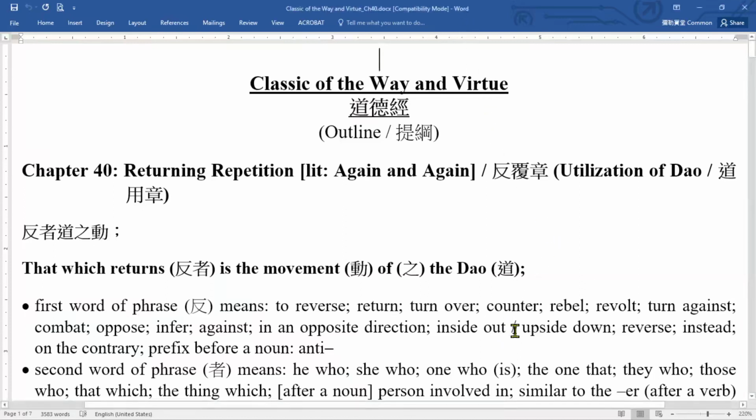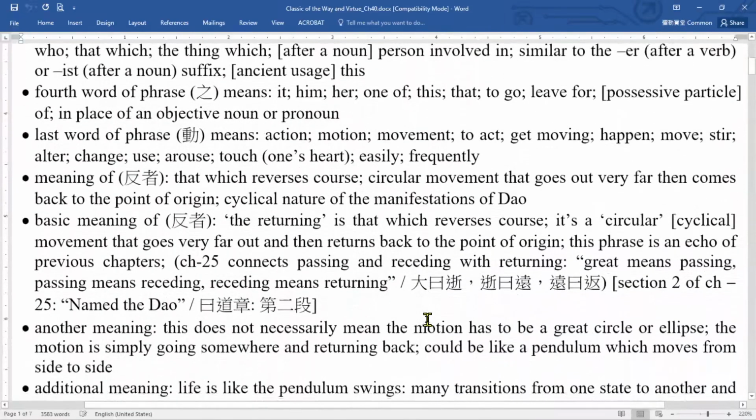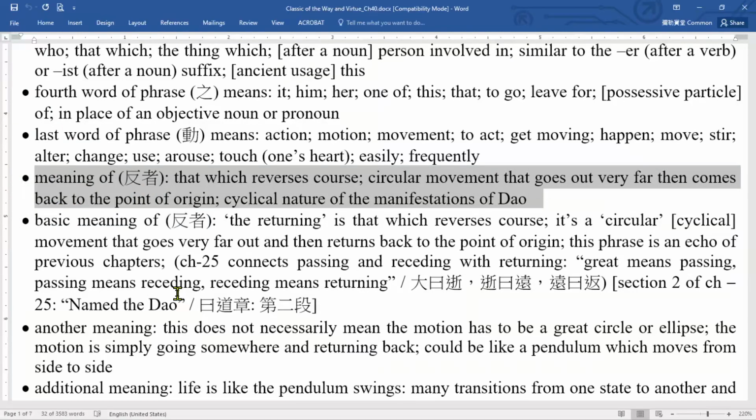The first section is only four phrases, two lines. That which returns is the movement of the Tao. 反者, if you look at a dictionary, the dictionary meaning is that which reverses course. So it's like a circular movement that goes really far away and comes back to the point of origin. So it's the cyclical nature of the manifestations of the Tao, if you will.